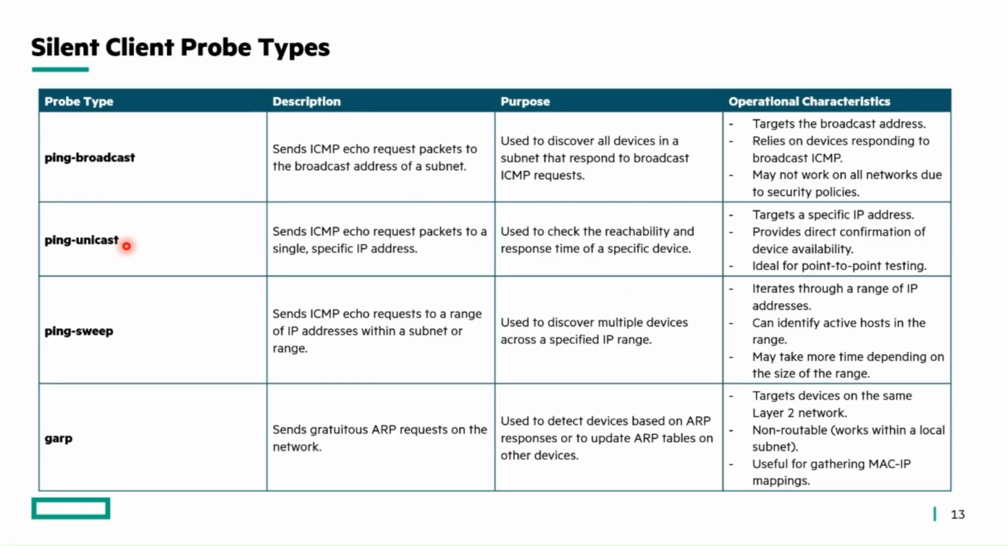And we do have ping unicast. It targets a specific IP address for direct reachability checks. Next comes the ping sweep. It scans a range of IP addresses. And then we do have the gratuitous ARP. It sends a gratuitous ARP request to update the ARP tables of devices on the local layer 2 network. So each type serves different operational needs and network environments. Based on the probe type supported by your client device, you can select accordingly.